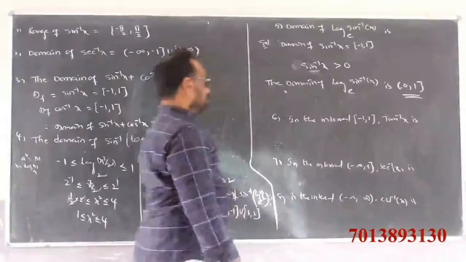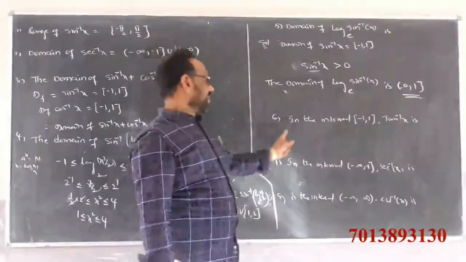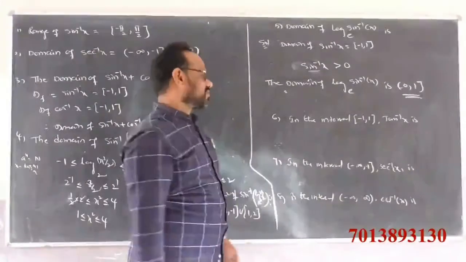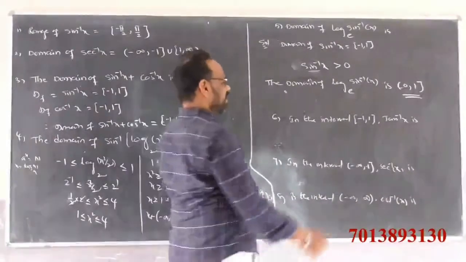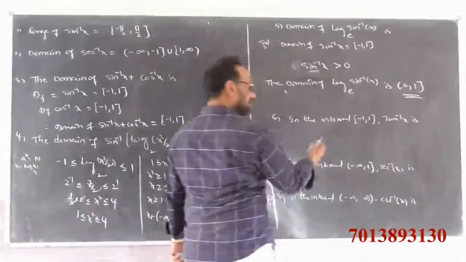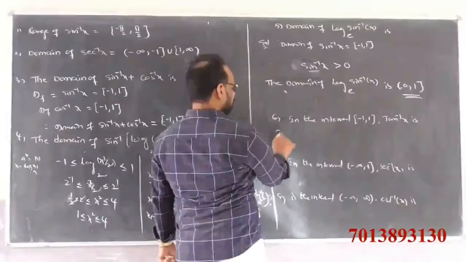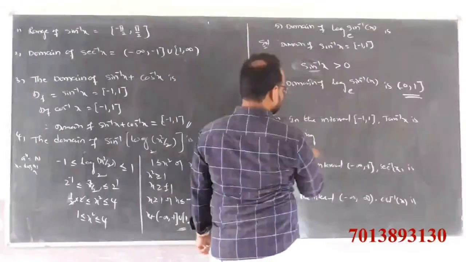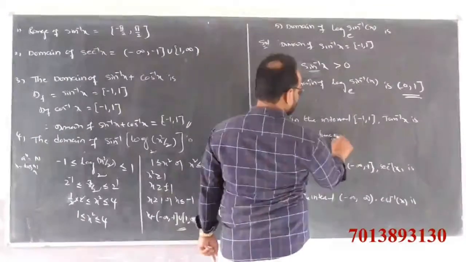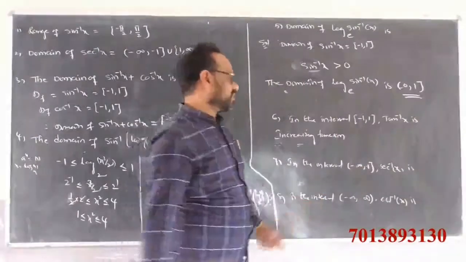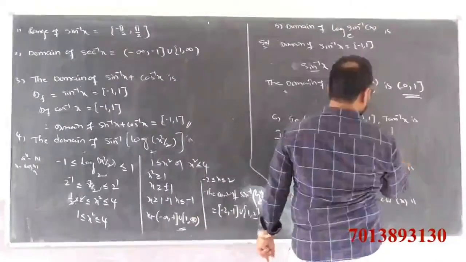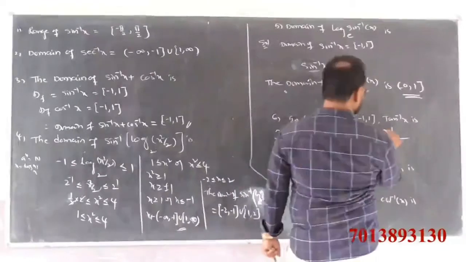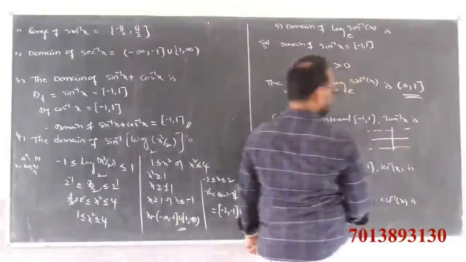Next, in the closed interval minus 1 to plus 1, what is the tan inverse of x? Clearly, in minus 1 to plus 1, tan inverse of x is an increasing function. Why? Because if you observe the graph of tan inverse of x, this is pi by 2, already we know that, and this is minus pi by 2.